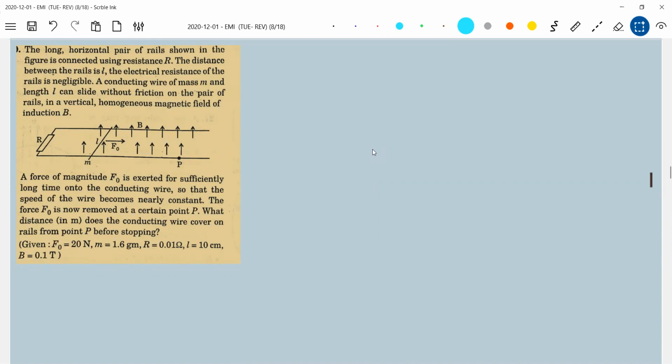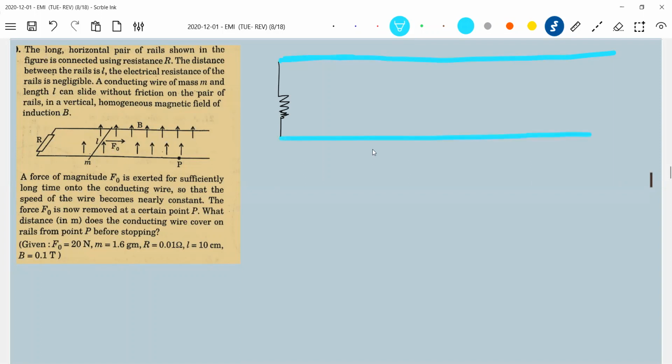It will move with a constant velocity. So initially, I think you have to go back to the basic things you learned. There are so many things you learned, no? If you can recollect some EMI problems, what we did in the beginning, motional EMF problems, those ideas will help you to save time here. So let's begin the problem.